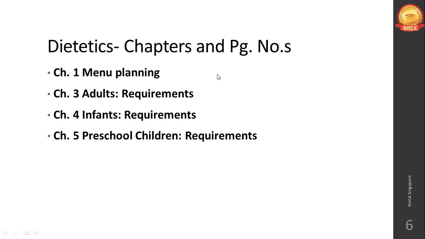Food and nutritional requirements of adults, just focus on the requirements. Okay, like nutritional requirement is a topic which is there in all such chapters. Just focus on those requirements. That is more than enough.